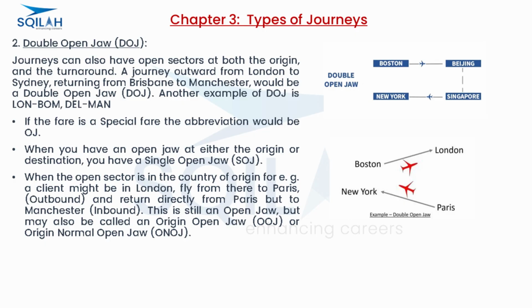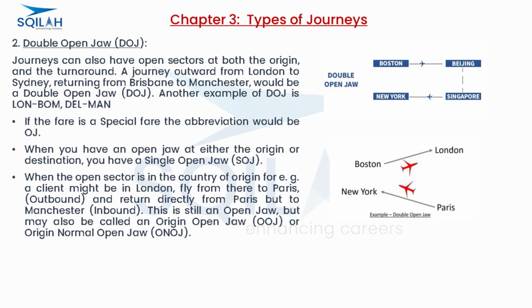2. Double open jaw, DOJ. Journeys can also have open sectors at both the origin and the turnaround. A journey outward from London to Sydney, returning from Brisbane to Manchester, would be a double open jaw, DOJ. Another example of DOJ is LON, BOM, DEL, MAN. If the fare is a special fare, the abbreviation would be OJ.